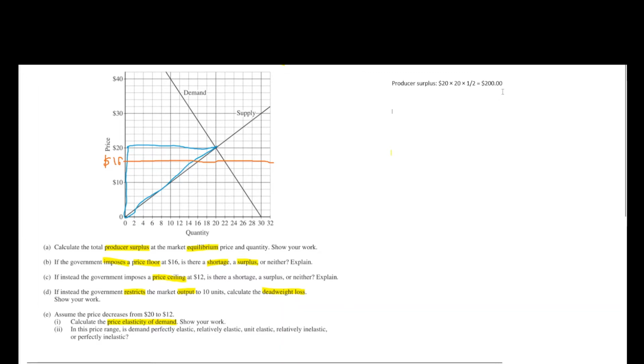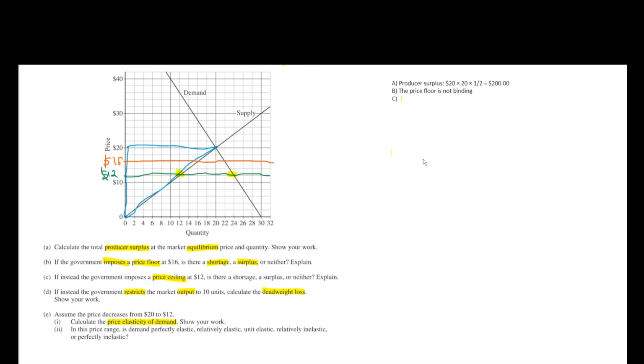You would say that the price floor is not binding. And remember, binding means effective. In this case, we've imposed a price floor, but it doesn't have any effect. It's not binding. So let's move on to the next question.